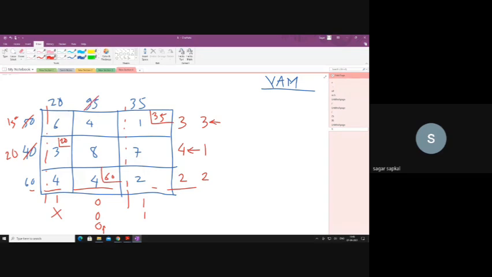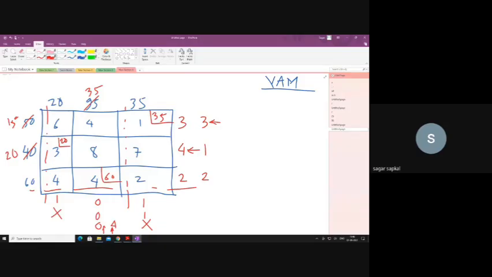Here 35 will remain. Okay, now again the penalty cannot be calculated. In the first row, second row it is not possible, third row it is not possible, first column not possible, second column it is already over. Now the third column is already over. In the second column, how much is the penalty? The difference between smallest and next smallest, which is not crossed, is 8 minus 4, which is 4. So we can make the allocation here.